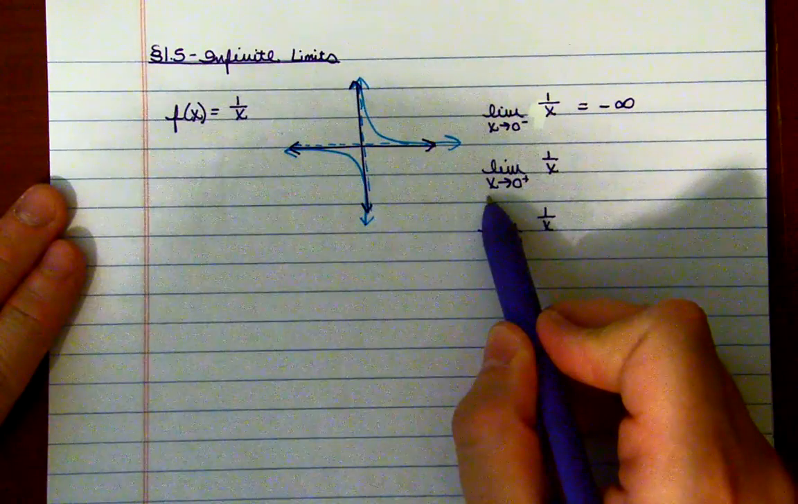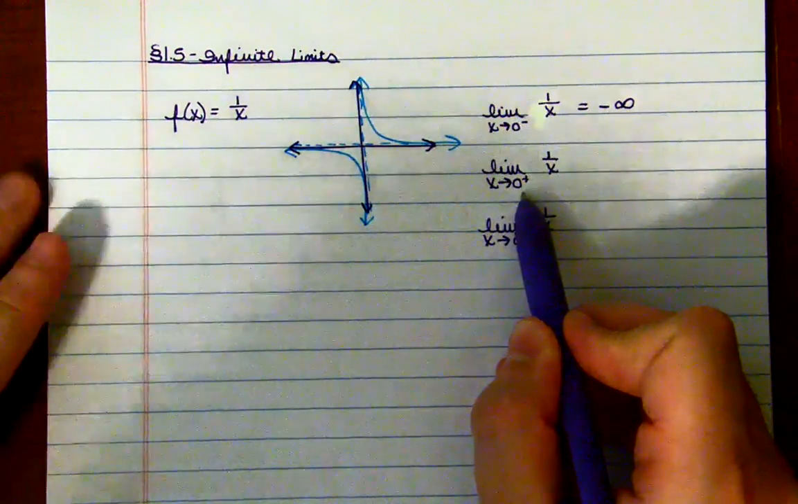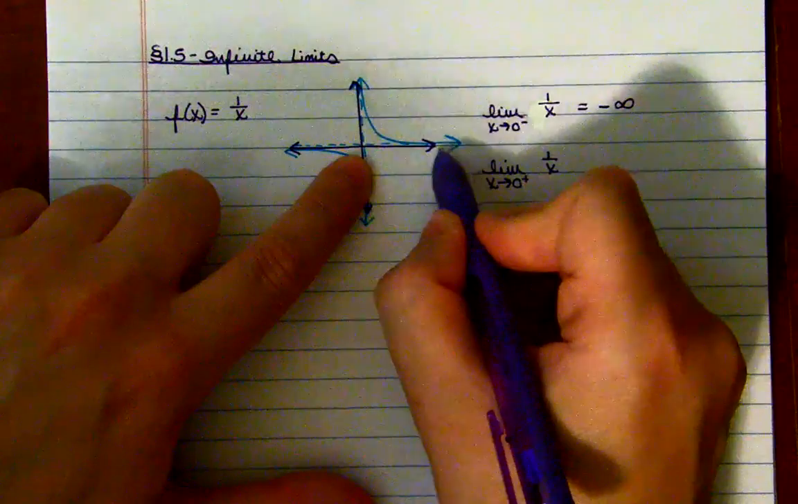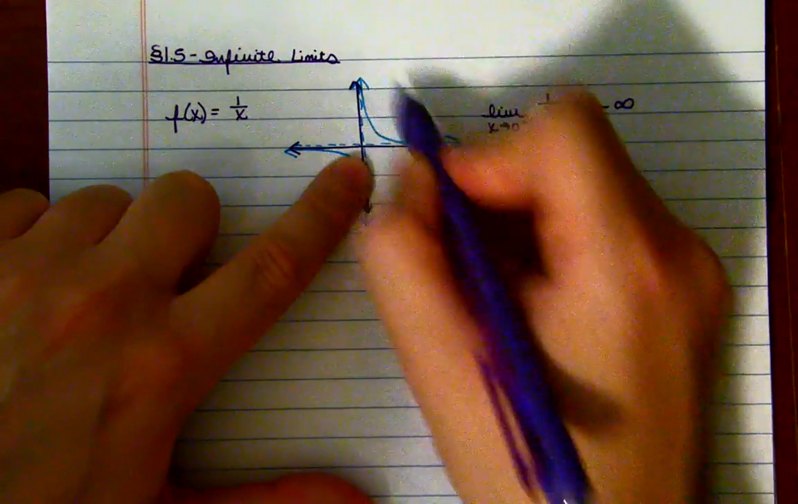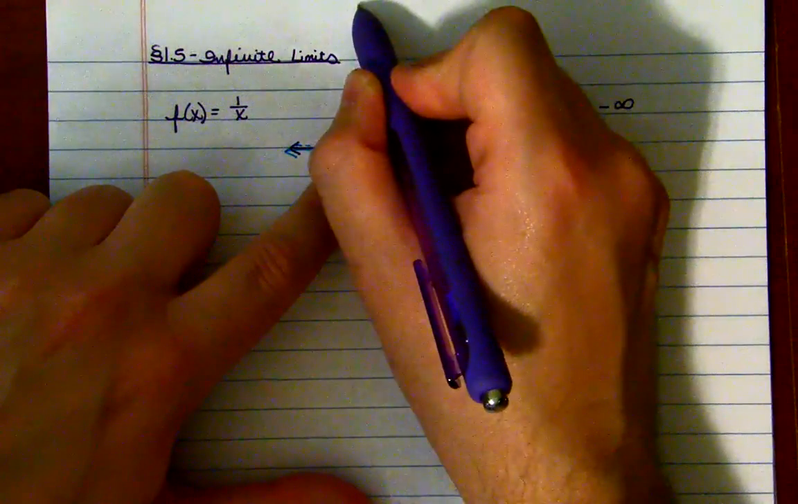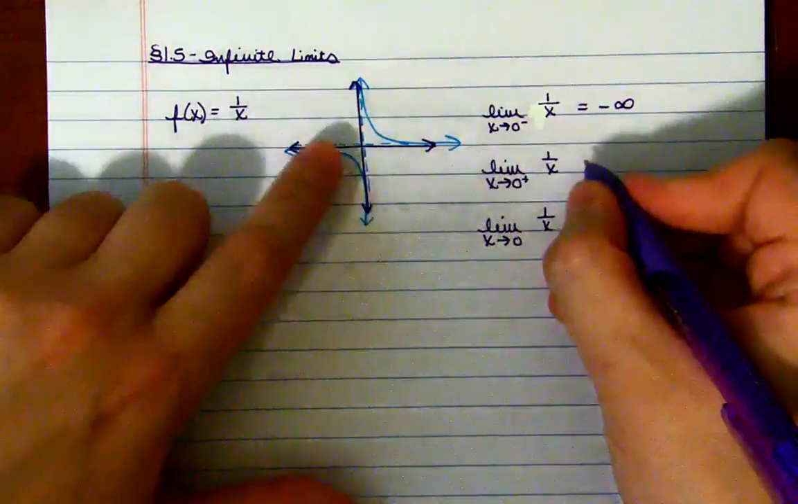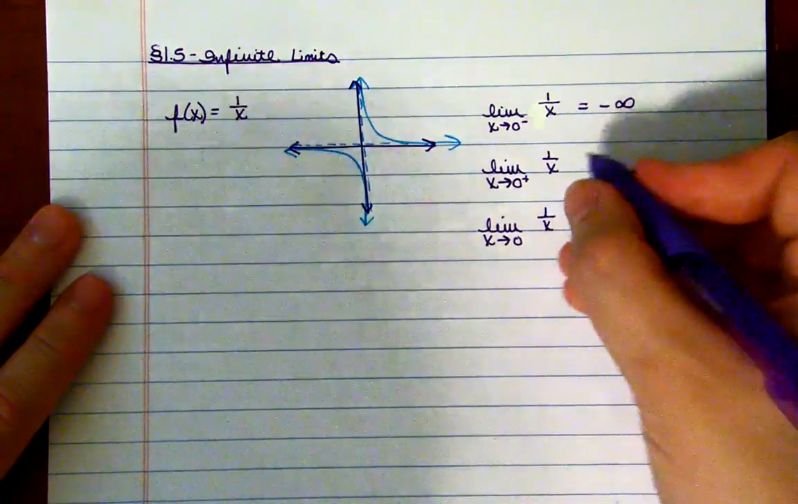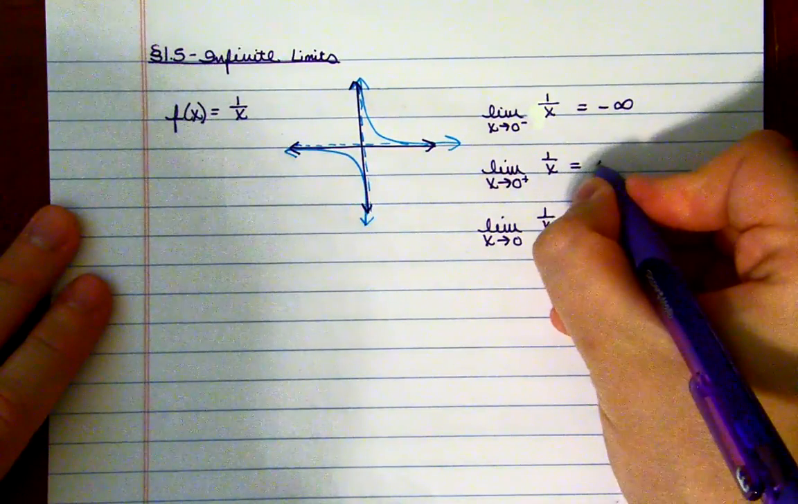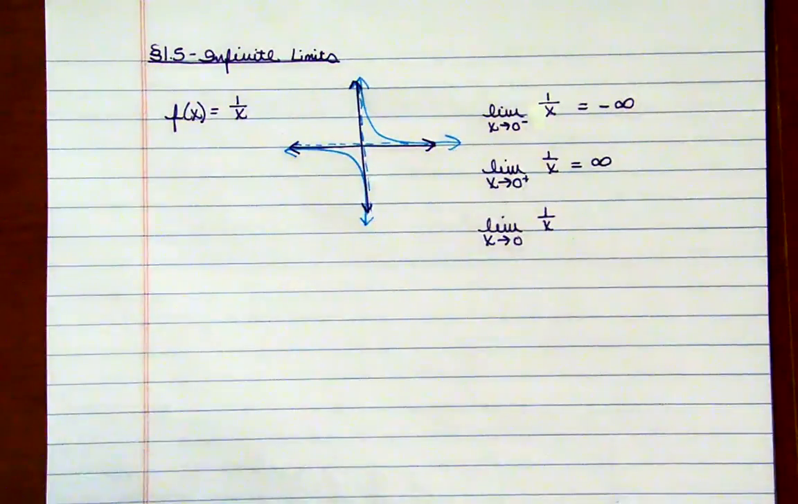The limit as x approaches 0 from the right of 1 over x. Well, as I'm approaching 0 from the right side, I'm going way up really fast. Again, not getting close to any number, but my y values are getting really, really high. Those y values are approaching positive infinity. So I'm going to say this limit equals infinity.